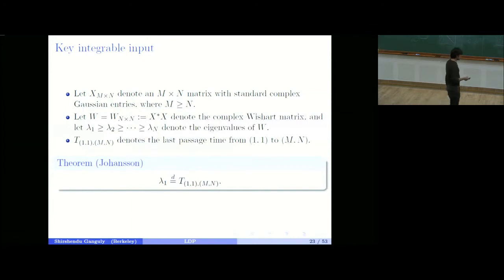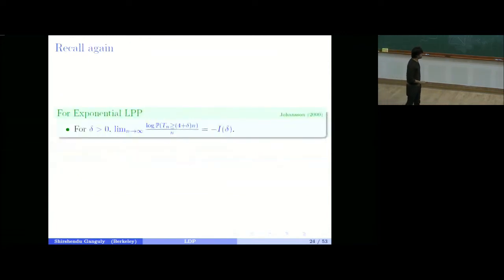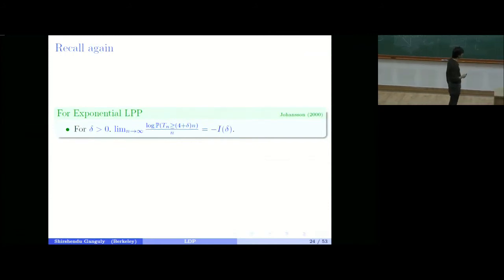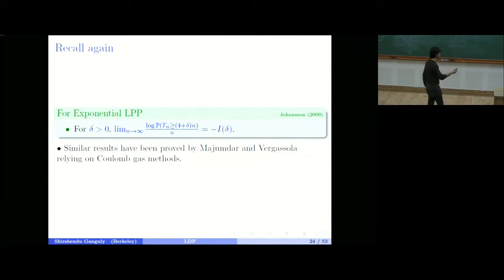Yes, so this is the theorem that appears in Johansson's paper: lambda 1 is in distribution the same as T(1,1 to m,n). Again, recall that Johansson already proved the existence of this large deviation rate function, and similar results have been proved by Majumdar, who's here, and co-authors, relying on Coulomb gas methods.